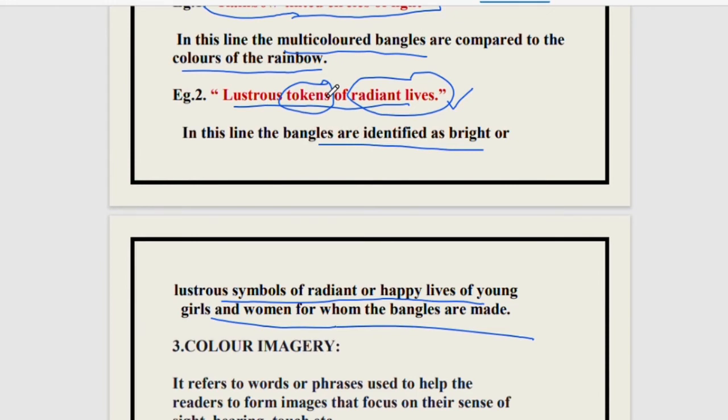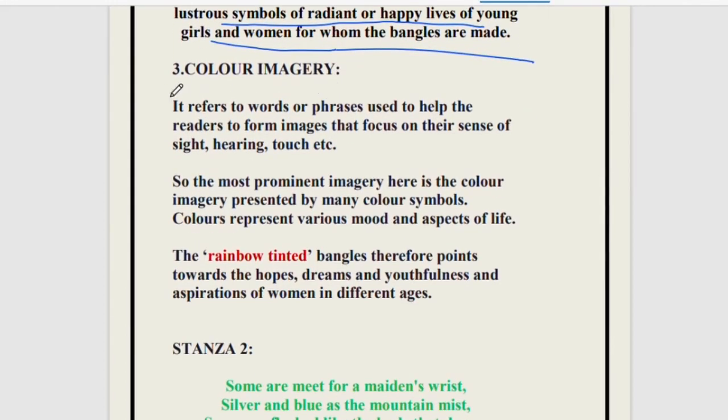Okay. Next, there is a color imagery. What is a color imagery? See, throughout the poem, we are given beautiful colors of bangles, isn't it? It refers to words or phrases used to help the readers to form images in the mind. Very colorful images are created in our brain when we read about all these beautiful colors, beautiful flowers of different colors, beautiful leaves, buds and everything. A sight of beautiful colors is created in our inner mind.